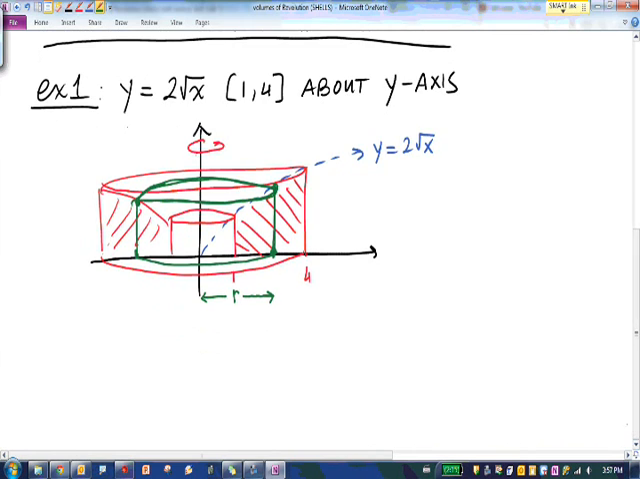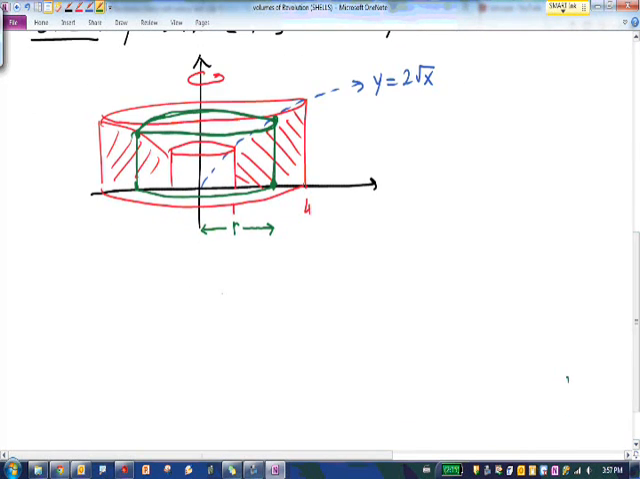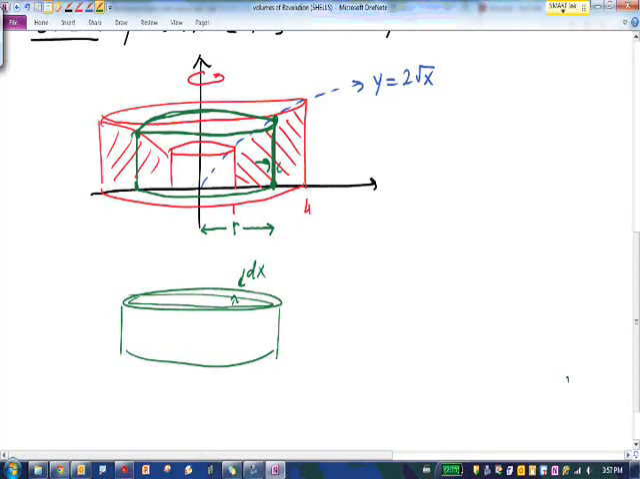Let's take that shell and let's move it elsewhere. Okay, so here it is. Very, very thin cylinder. The thickness of the cylinder is going to be dx. Very, very thin. And you can see the thickness is right here, dx. Now let's say I slice the cylinder right down the middle, and I open it up. Well, what shape would you see? You would actually see a rectangle.